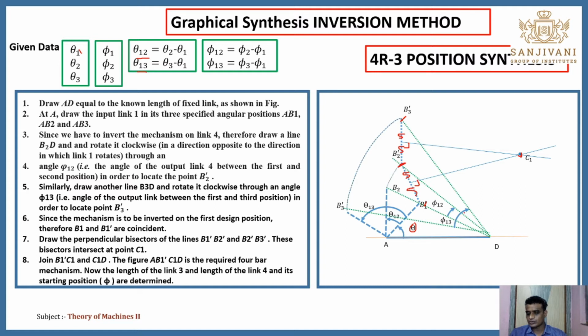Now our procedure is over. Now you have to join this C1 to D and D to this B1. And you will get this 4-bar mechanism: A, B1, C1, D, which satisfies these three conditions: when theta is equal to theta 1, phi will be phi 1; theta is equal to theta 2, phi will be phi 2; theta is equal to theta 3, phi will be phi 3. This is your input link, links 1, 2, 3 and 4. You need to measure these link lengths, and this will be your final mechanism and final answer.